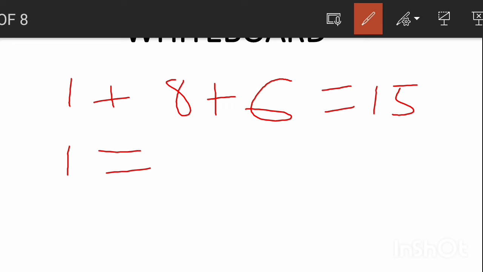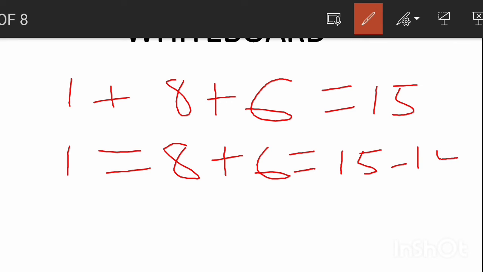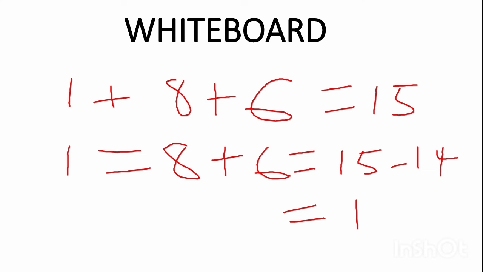Add up the given 2 numbers, 6 and 8. If you add up, that will give you 14. And if you subtract 14 from 15, you are likely to get 1. So let's look for 8 in the same box. To look for 8, you will apply the same method.